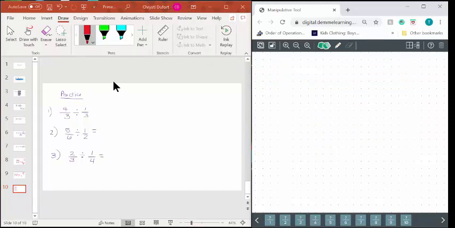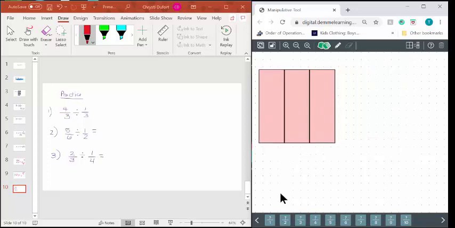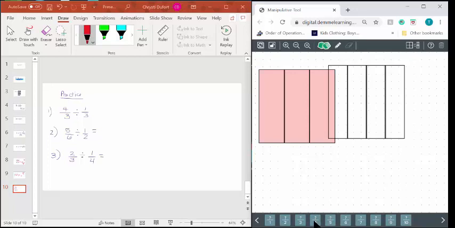All right, so let's take a look at these. So we have 4/3 divided by 1/3. And I know as you keep doing these, you might not need the fraction overlays, but it's a good idea to try to get used to using them so you see what's happening here.